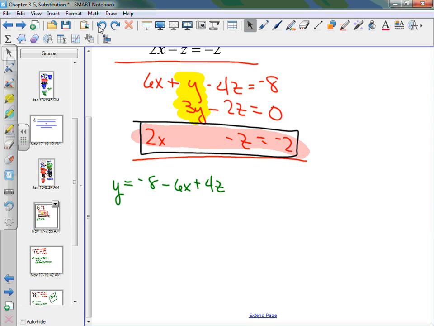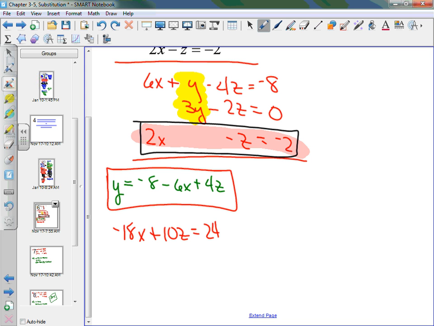Okay? Now what do you notice? I have y is equal in one box. My other box, I have negative 18x plus 10z is equal to 24, in another box. So look at the 2 boxes in black up on the board up there. I have x's and z's in them, right? So now I'm going to take those 2 equations, put the x's and the z's in them, which is negative 18x plus 10z is equal to 24. And then my original one, which is going to be 2x minus z is equal to negative 2.